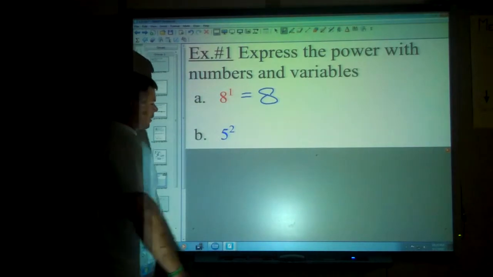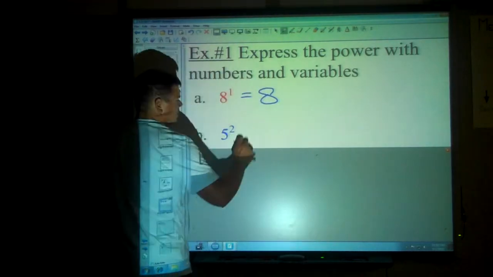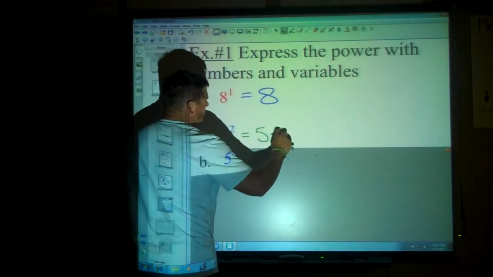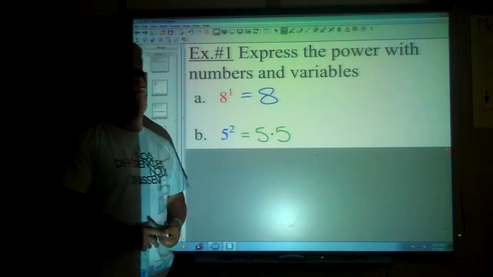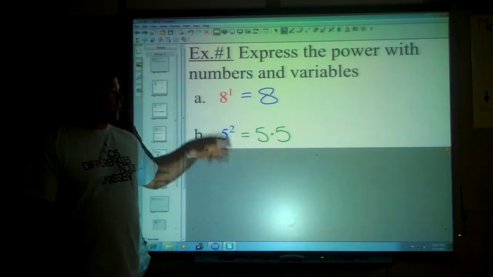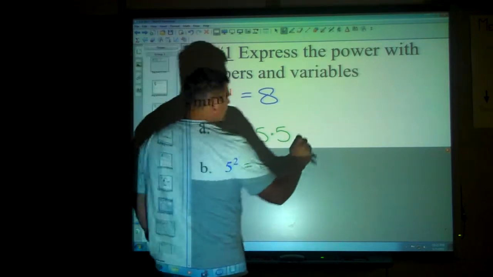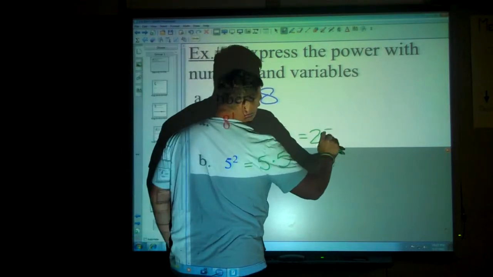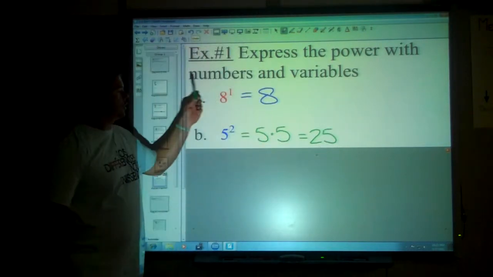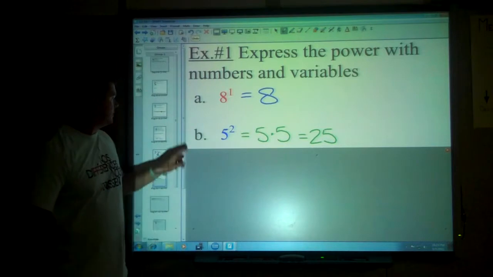5 to the second power. 5 times 5. That's what that would actually mean. If we wanted to take it a step further and evaluate that, we could say 25. But if we're just expressing it right now in terms of numbers, we could get away with 5 times 5.